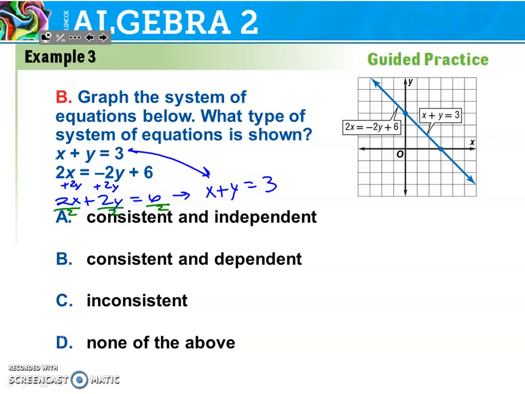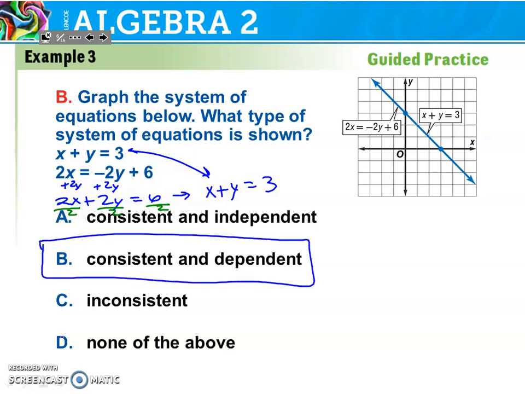Okay? So since they're the same thing, you guys can tell by their graph, they're a line that is just on top of the other line. They're the exact same line. So your exact same lines are consistent and dependent systems. And the other, probably more important than knowing that they're consistent dependent, is that those have infinitely many solutions. I probably spelled infinitely wrong.